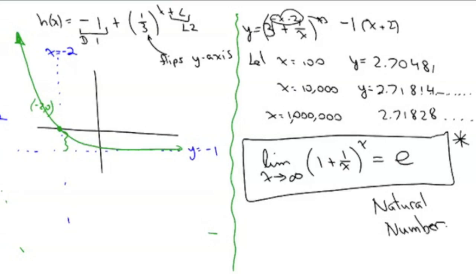What makes it natural? It applies to a lot of life sciences, like population growth, radioactive decay, and continuous compounding of money.